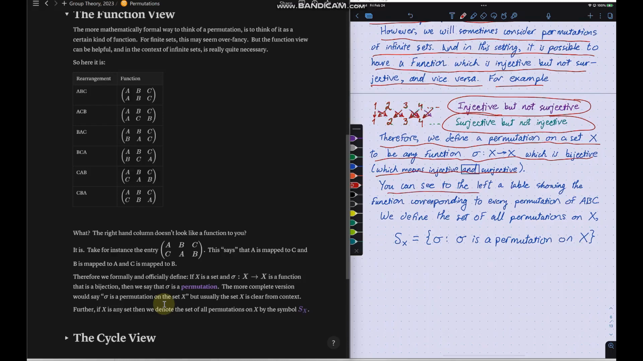You can see to the left a table showing the function corresponding to every permutation of ABC. That's here. We define the set of all permutations on X to be this S sub X, which by definition is the set of all sigma such that sigma is a permutation on X.